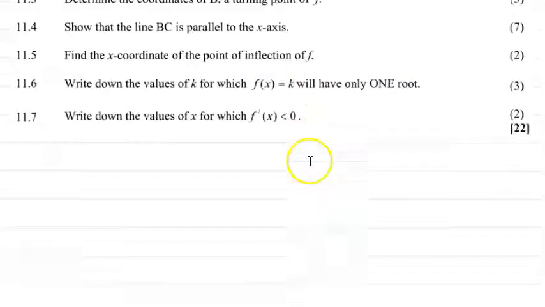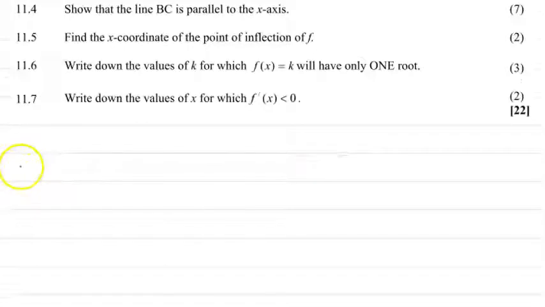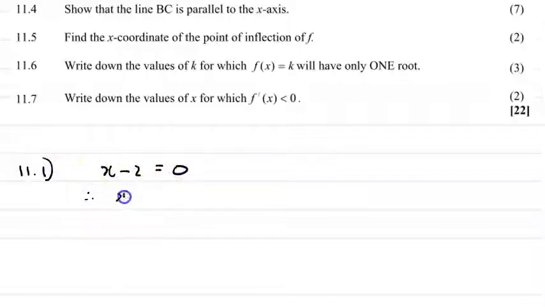Now if you want to show some working, well, let's write it here. The solutions, 11.1: x minus 2 equals 0. Therefore, x equals 2. Therefore, A is 2 and 0. Alright, so that's 11.1.